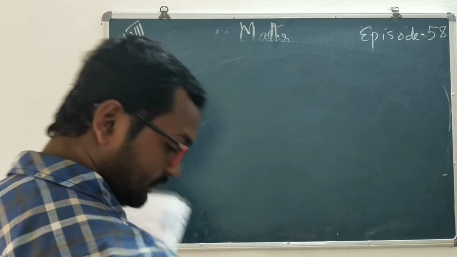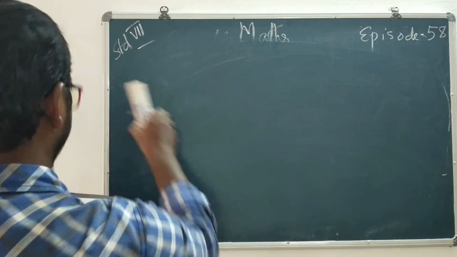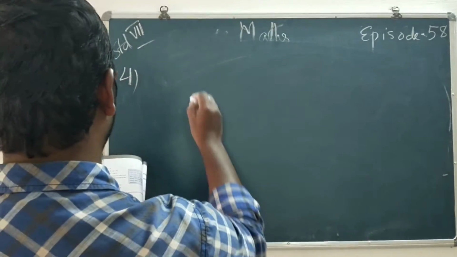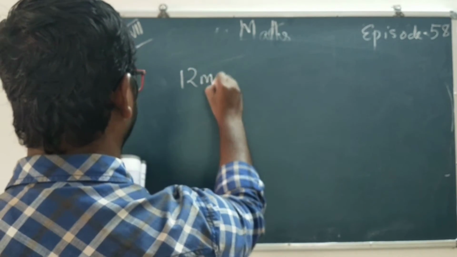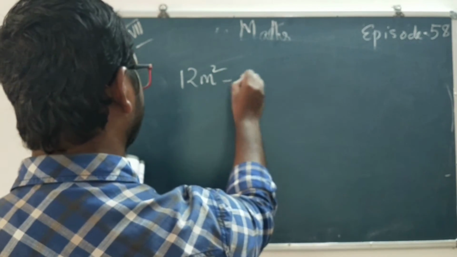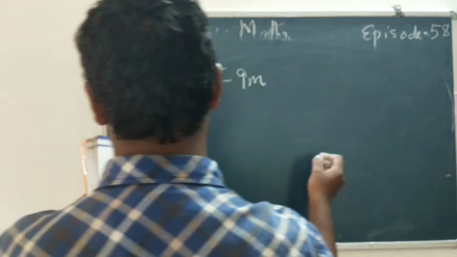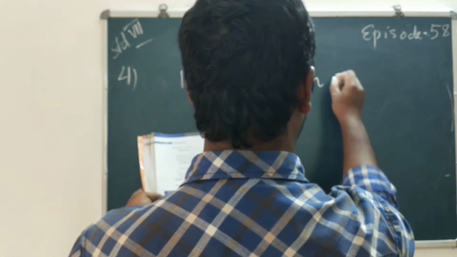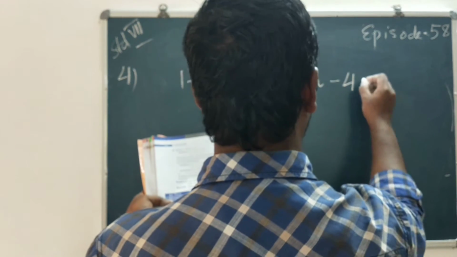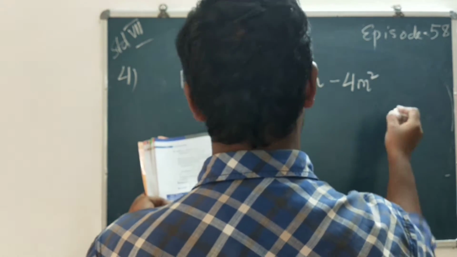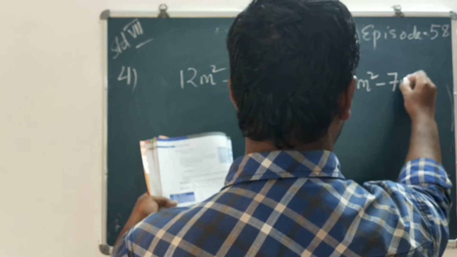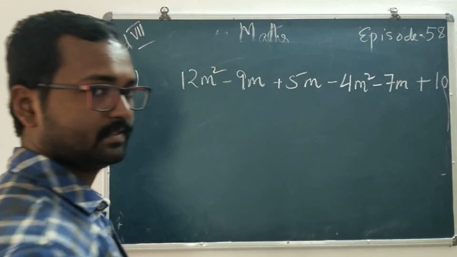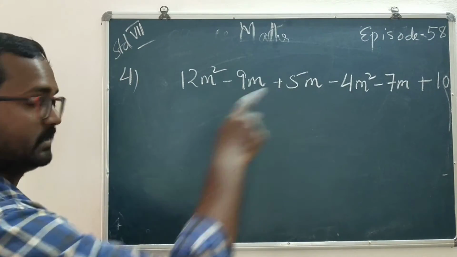So the expression is 12m square minus 9m plus 5m minus 4m square minus 7m plus 10. So this is the expression that is given here. Okay, this is the entire expression.